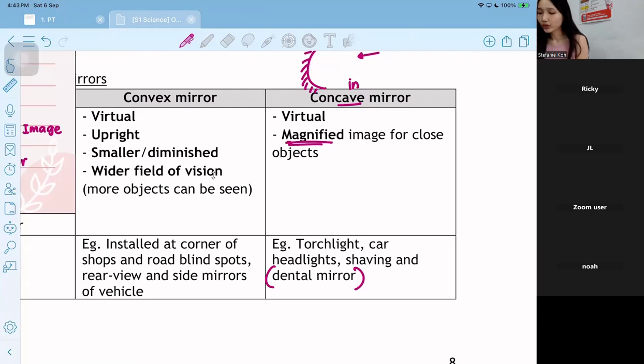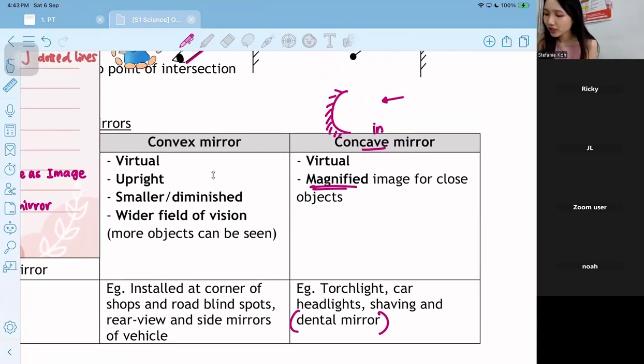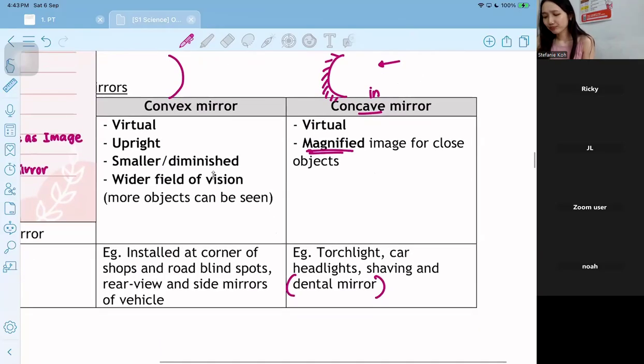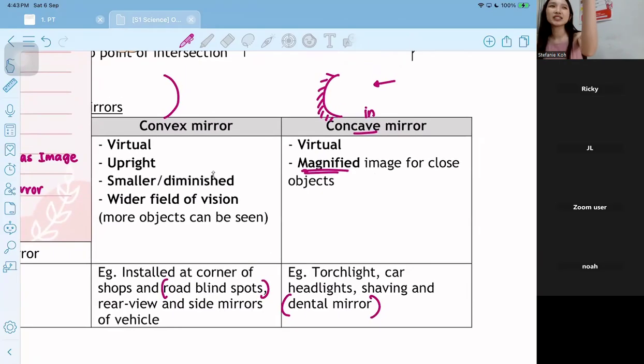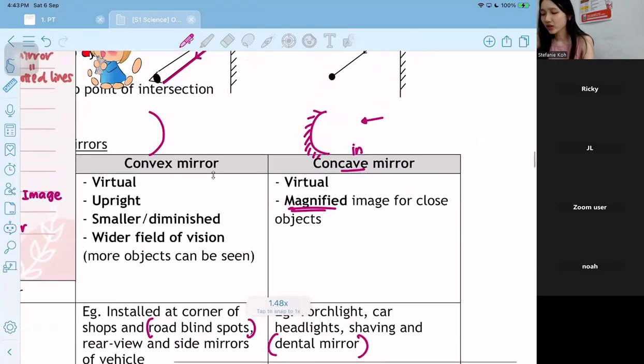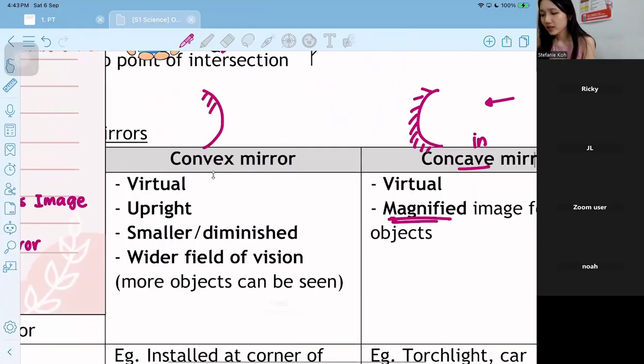Then you also have convex, which is the opposite. It is protruding out. If you look at the roadsides, you will see those road mirrors, the blind spot mirrors at the side. Or you go to a convenience store and look at the corners, usually they have one rounded mirror there. That is the convex mirror.